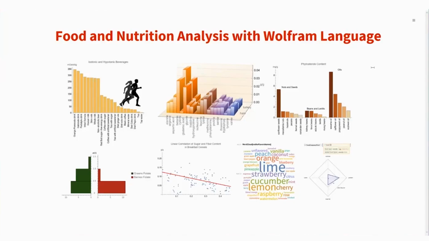You can also do statistical analysis with the Wolfram language. You can see linear regression, linear correlation. Also, there are fun things like word clouds. We've done all the flavors of vodka, a word cloud that's in the Wolfram knowledge base. So there's lots of directions to go with food and nutrition analysis in the Wolfram language. So I highly recommend you take a look at that.